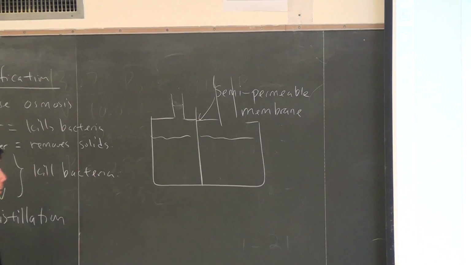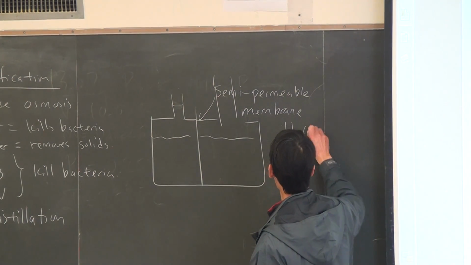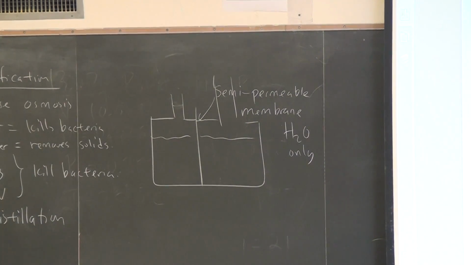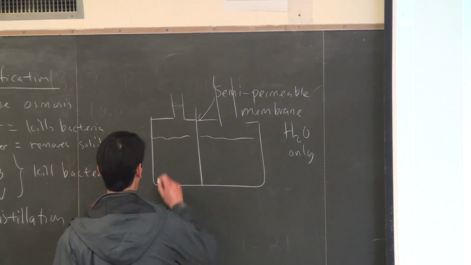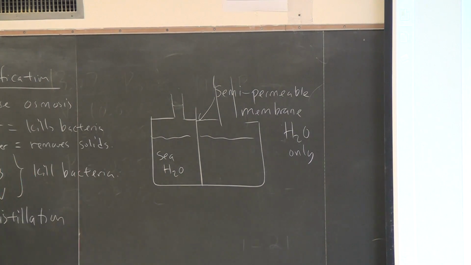So if we wanted to purify water, first the semi-permeable membrane has to be permeable to what substance? Water. Okay, so this allows water only to pass through the semi-permeable membrane. Let's say you have some seawater, and we put seawater on this side of the semi-permeable membrane. We want pure water. So what do we put on the other side? Pure water.